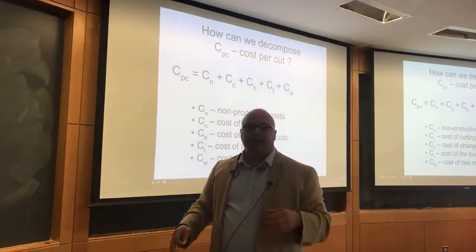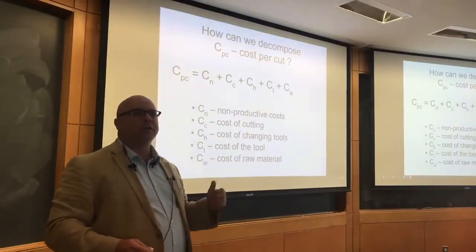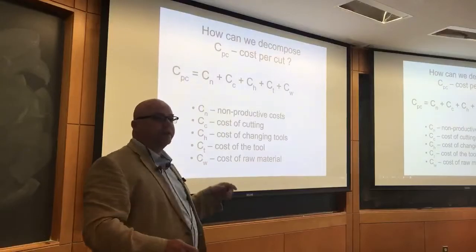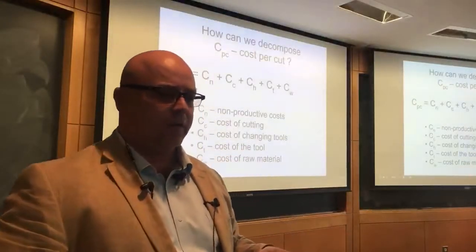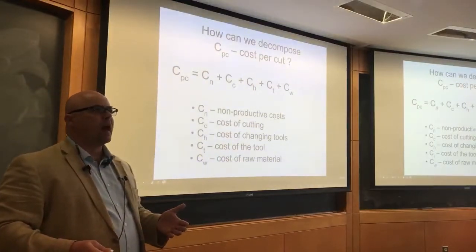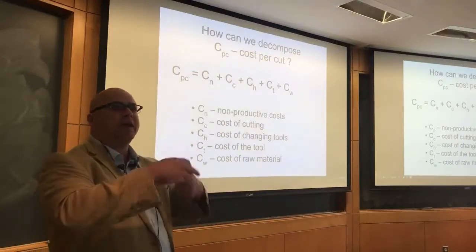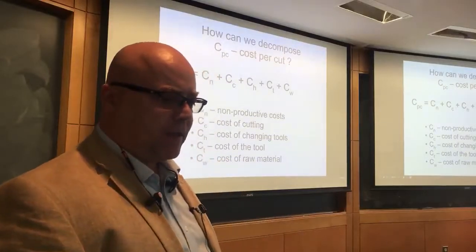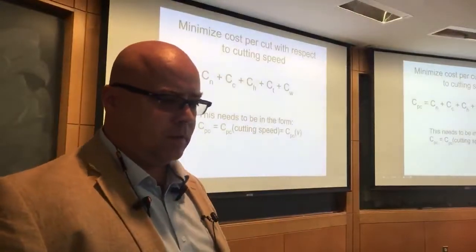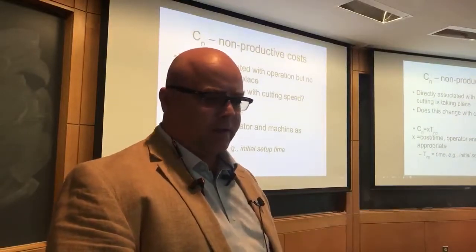What we want to do now is say which ones of those involve the speed, because not all of these involve speed, right? The cost of the raw material has nothing to do with the speed at which we can cut it. The cost of the tool itself has nothing to do with the speed, except that a tool that can cut faster or last longer may cost more. And then there's the cost of changing tools. So we can minimize the cost with respect to speed.